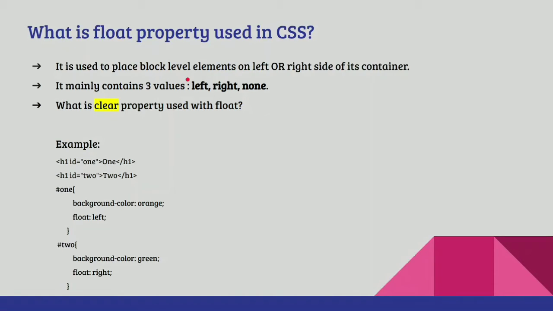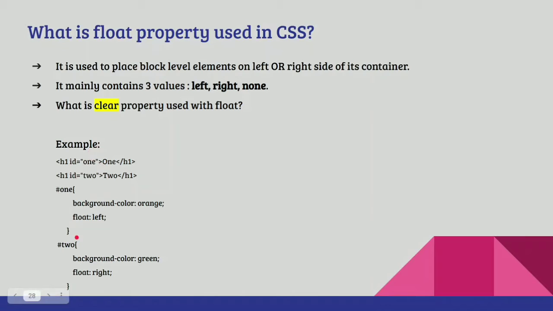Whenever we are using the float property, there are multiple values, but the three most important values are left, right or none. One thing to be noted here: we don't have something called center, though sometimes an interviewer will cross question you about center. So please be sure that there is nothing called center in the float property. Then we have something called the clear property. And what is that? That we will see in our example.